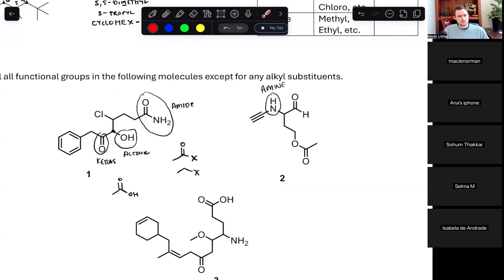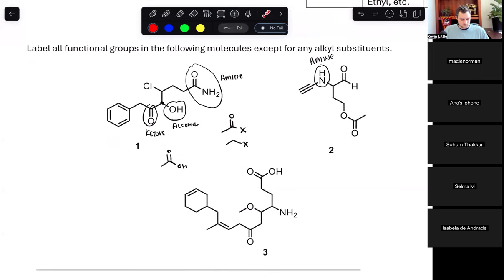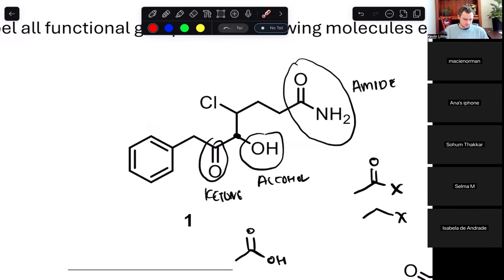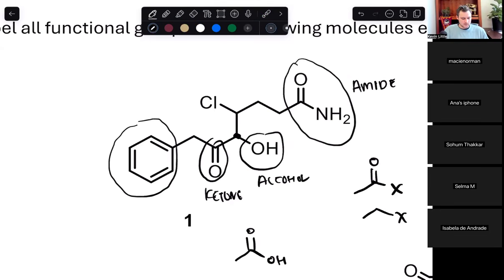Sorry, for the benzene, on the first one it says benzene, but would that also be considered a phenyl group? Yes, there is a difference between benzene and phenyl, but it's referring to a benzene. A phenyl, yes, it's fine.